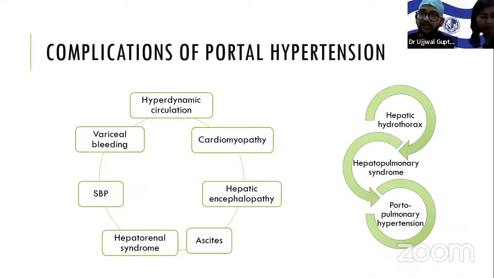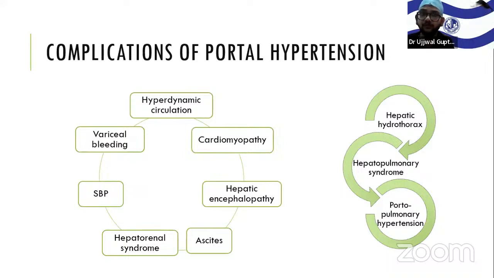First of all, I will tell about the respiratory system. It could cause hepatic hydrothorax, hepatopulmonary syndrome, portopulmonary hypertension. It could involve the cardiovascular system also, where it could cause cirrhotic cardiomyopathy, increased chances of coronary artery disease, corrected QT prolongation. It could also cause hepatorenal syndrome. If it involves CNS, it could cause hepatic encephalopathy.